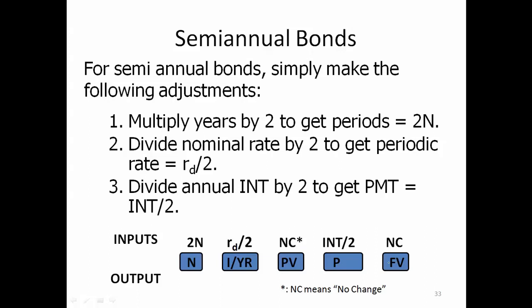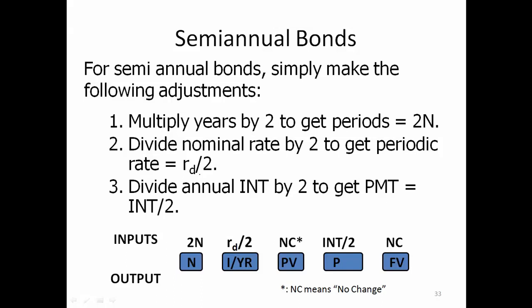So far we talked about price and yield to maturity for annual coupon bonds. In reality, actually most of the bonds pay their coupon payment semi-annually. So for semi-annual coupon bonds, we only need to make some simple adjustments. We multiply the years by 2 to get the number of payments. So 2 multiplied by n. That's how many coupon payments you are getting in all those years.